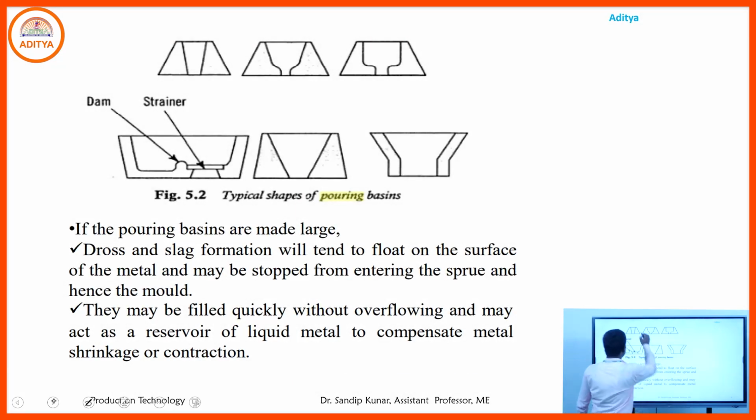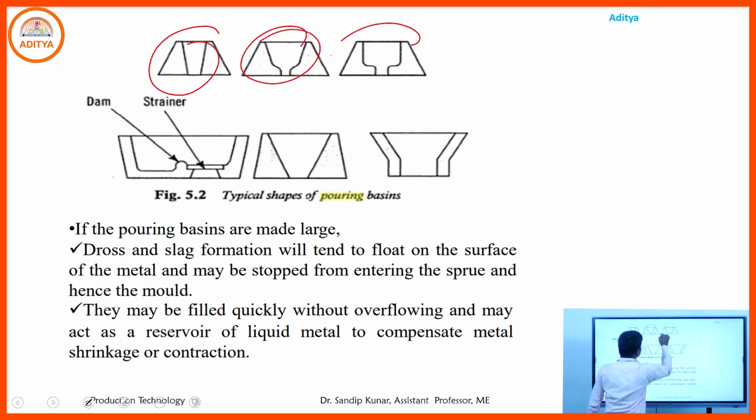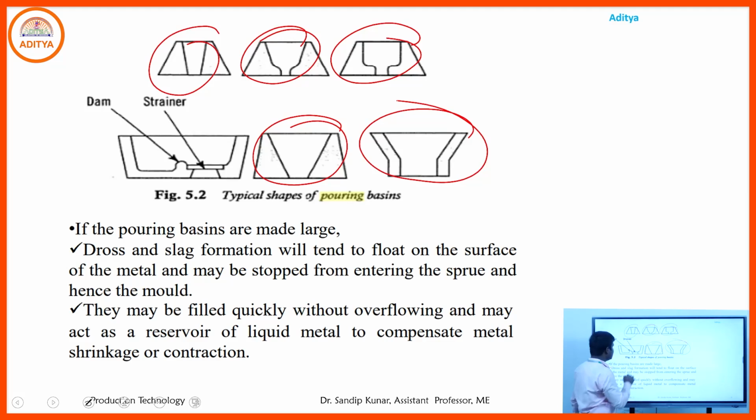Now these are some different shapes of the pouring basin. Here we have used a strainer for removal of impurities. If we use a dam, we control the turbulence and the flow of the molten metal. When we pour the molten metal, it is obstructed at that portion and does not create turbulent flow. Due to the position of the dam, the flow maintains laminar flow.